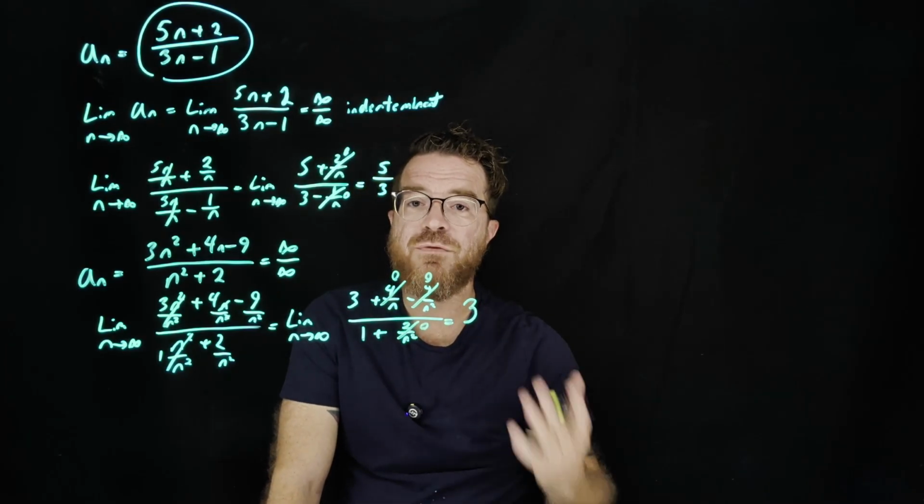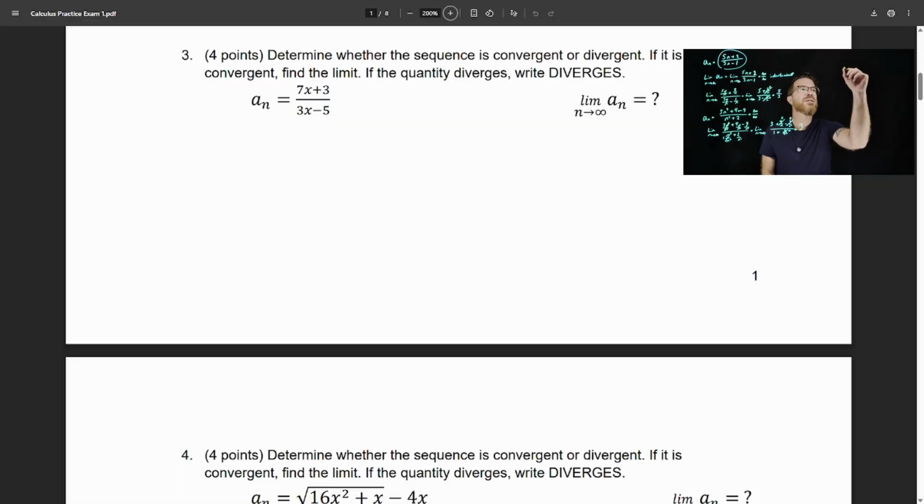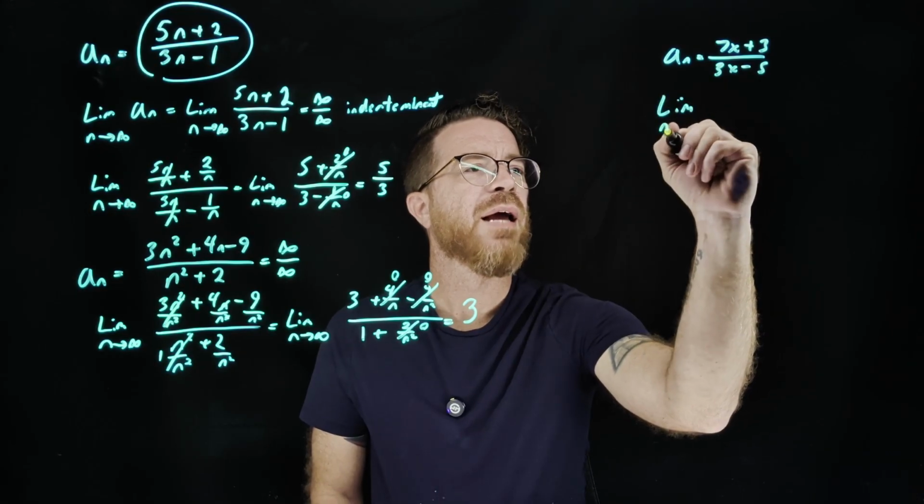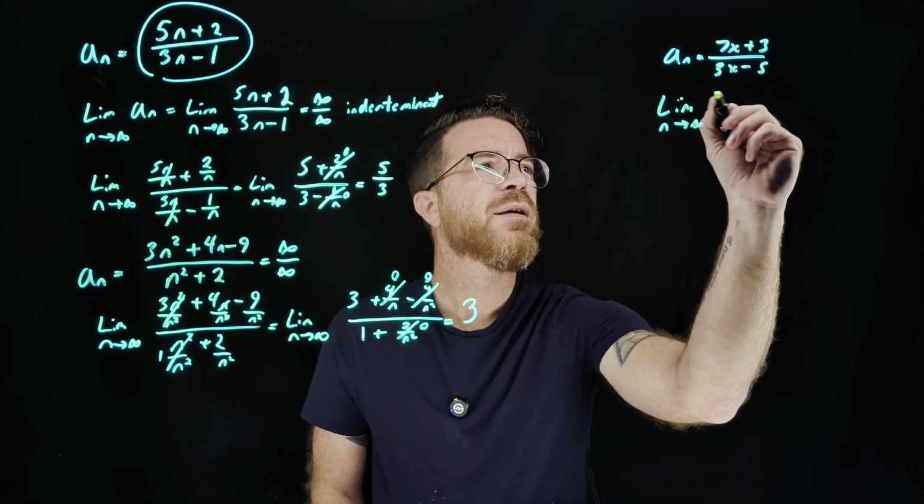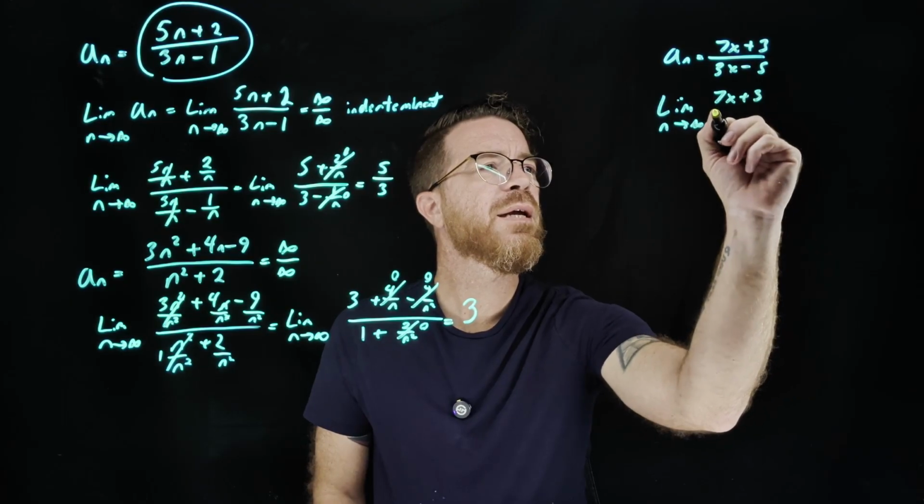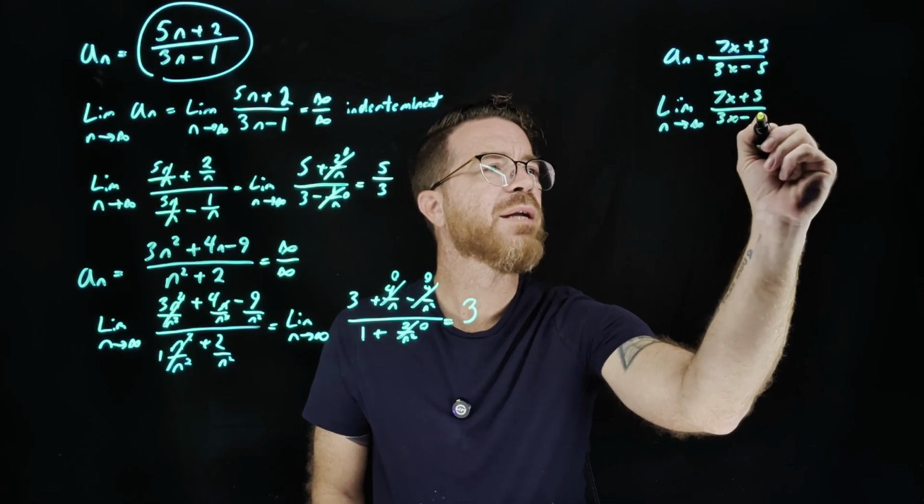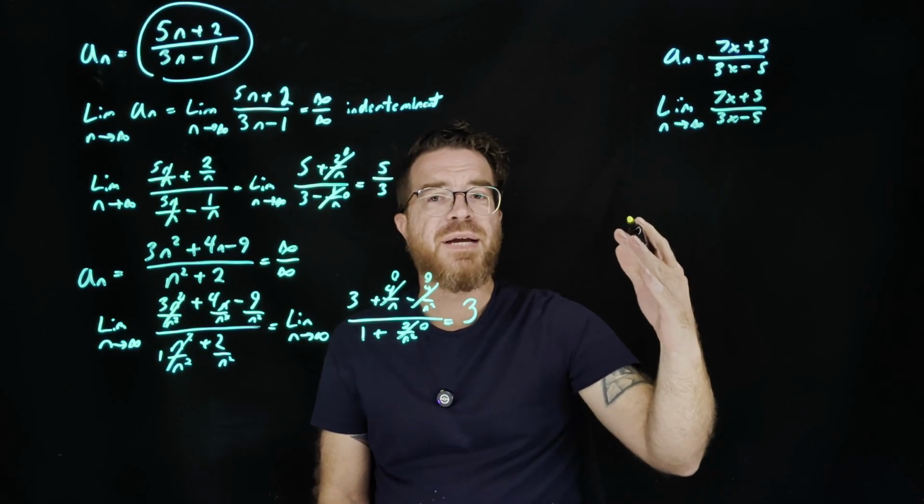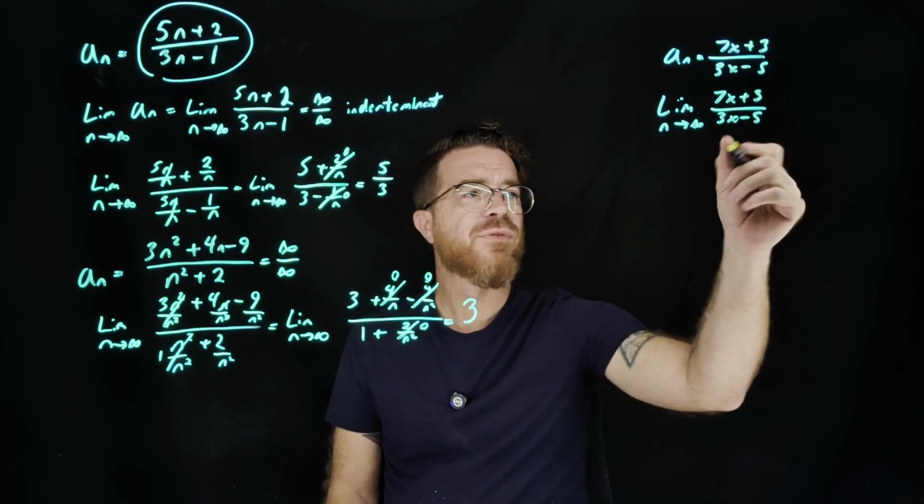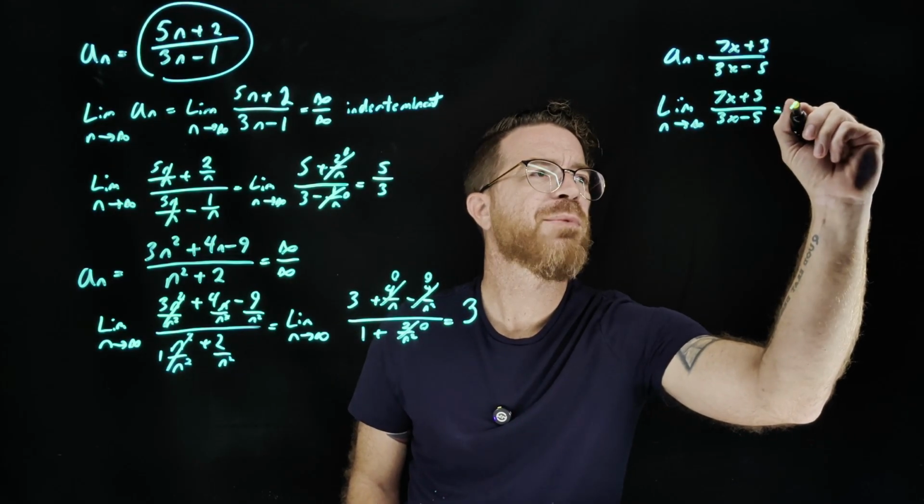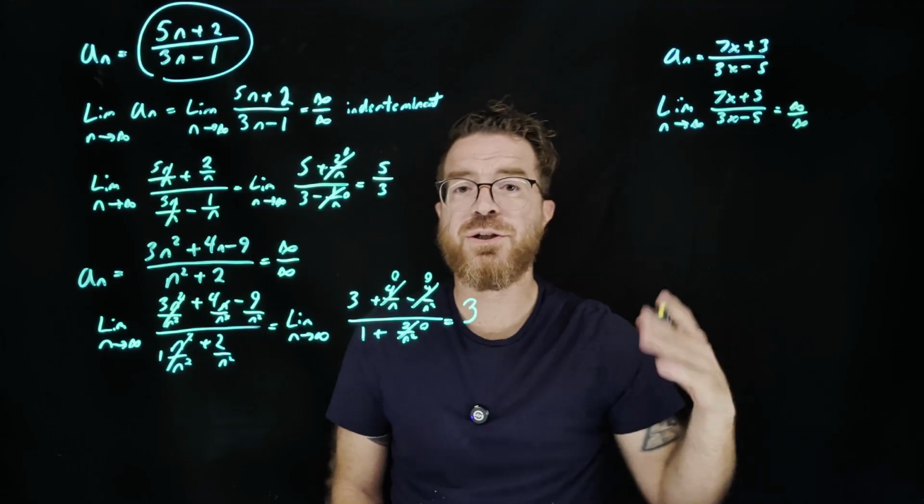So this sequence converges to 3. Our next sequence is a_n equal to (7x plus 3) divided by (3x minus 5). So if I take the limit as n approaches infinity of (7x plus 3) over (3x minus 5), again, if I were to plug in infinity, I'd get infinity over infinity, so it's indeterminate. So what I'm going to need to do is another trick.